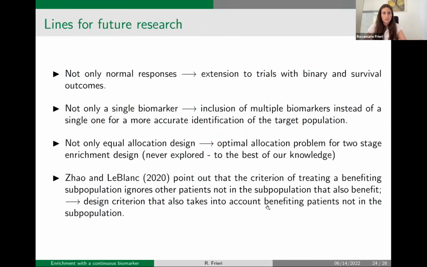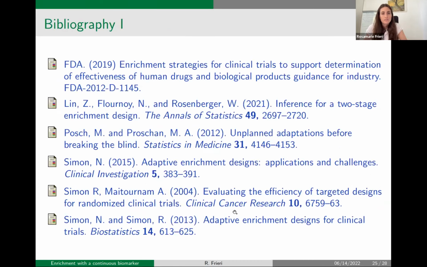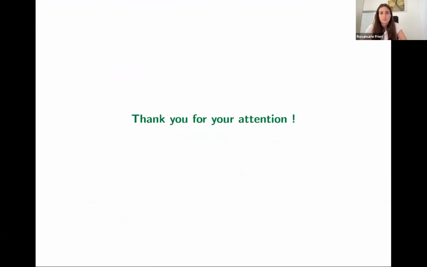Just a few lines of further research. We would like to extend our model and our approach also to trials with binary and survival outcomes. We would like to include multiple biomarkers instead of a single one for a better identification of the target population. We are actually working on the optimal allocation problem for two-stage enrichment designs, and inspired by the idea of Zhao and LeBlanc, we would like to introduce a design criterion that also takes into account those patients that benefit from the treatment, but that are not in the subpopulation. And this is a list of references, and I wish to thank you for your attention.